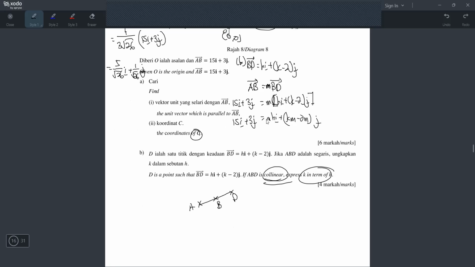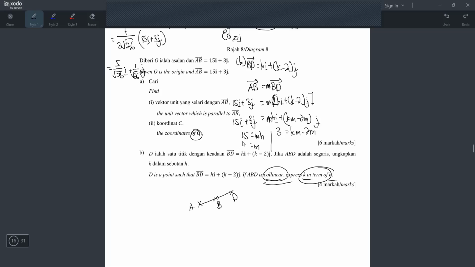And now you will compare the coefficient of I with coefficient of I, which is 15 equals MH. And then the coefficient of J here is 3. The coefficient of J here is Km minus 2M. So now you can try to find the value of, what do they want? K in terms of H, right? So how to find K in terms of H? If we look at this equation, you can only find K in terms of M. So I think I have to find M here first so that I can substitute inside here. Then only I can get K in terms of H.